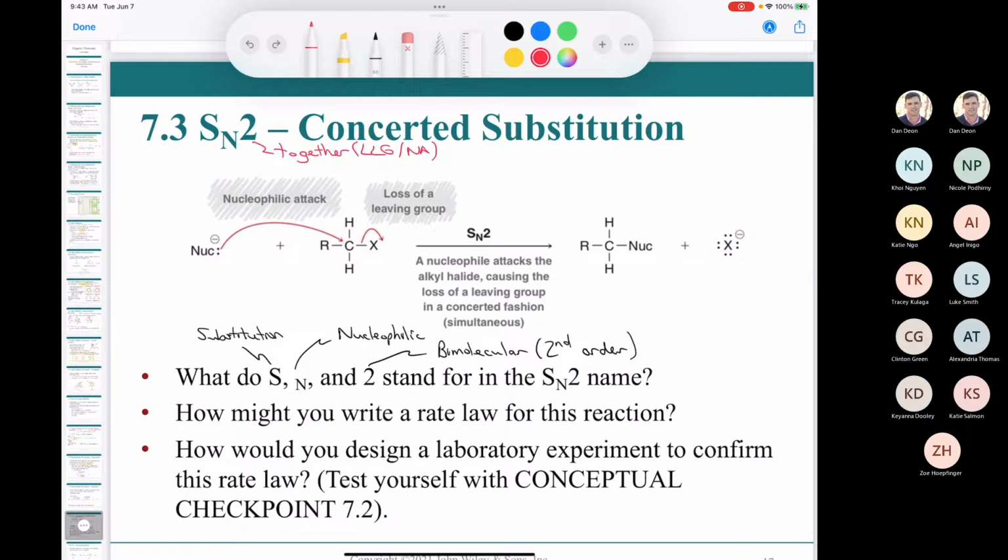So how would you write a rate law for this reaction if it's a second order reaction? Well, you would say the rate is equal to the rate constant k multiplied by the concentration of the nucleophile, multiplied by the concentration of our substrate, our alkyl halide. I'll just write down what they have here in this specific example, because a bimolecular reaction or a second order reaction means it's going to depend on the concentration of both the nucleophile and the substrate.